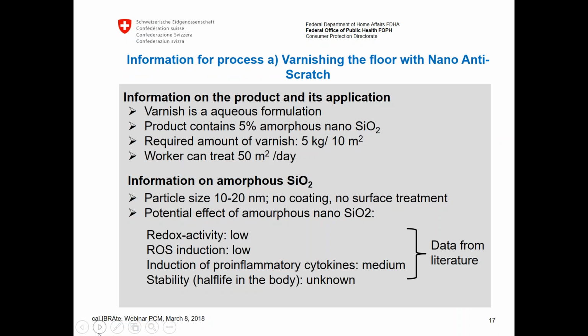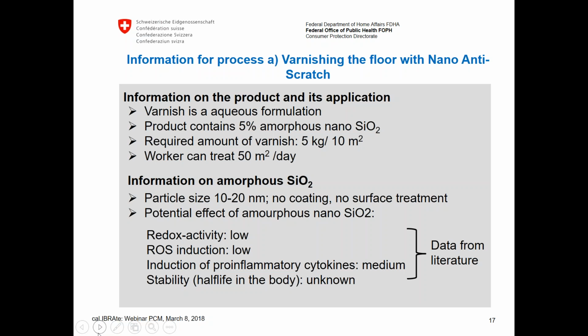The information for the process A, which is varnishing the floor with nano anti-scratch, would be that the varnish is an aqueous formulation. The product contains 5% of amorphous nano silicium dioxide, and the required amount of a varnish would be 5 kilograms per 10 square meters, and the worker can treat 50 square meters per day.